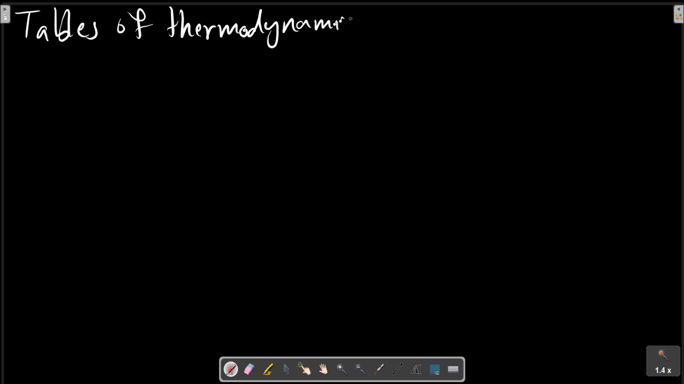Tables of thermodynamic properties. Tables of thermodynamic properties of many substances are available, and in general all these tables have the same form. In this section we will refer to the steam tables.